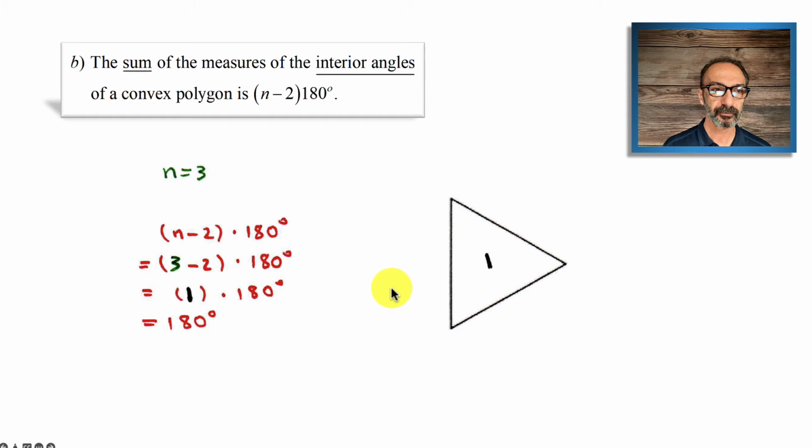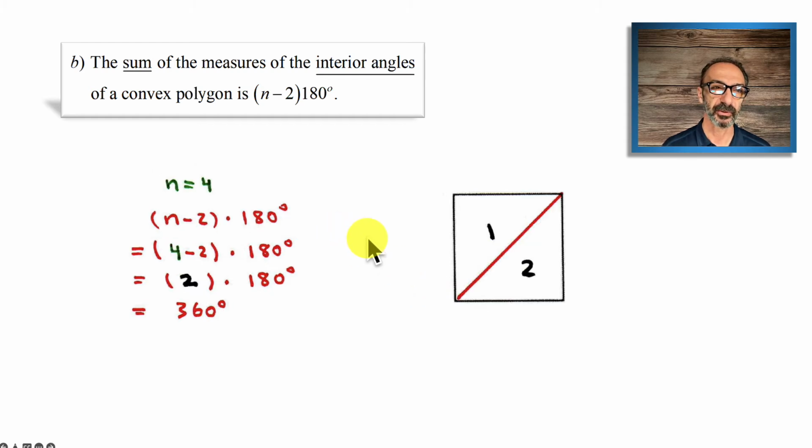So, let's go with n equals 4. Apply the rule, n minus 2 times 180, that's 4 minus 2 because n is 4. In this case, 1 side, 2 sides, 3 sides, 4 sides. It simplifies to 2. 2 times 180 is 360. Yeah, if you look at it from a different angle of view, this is 90 degrees, 90 degrees, 90 degrees, 90 degrees. 4 90 degrees will give you 360.